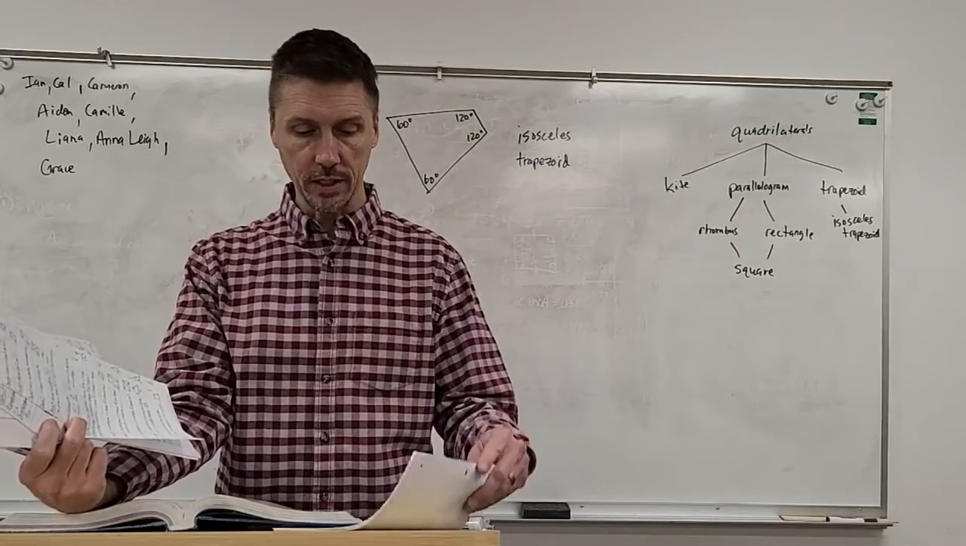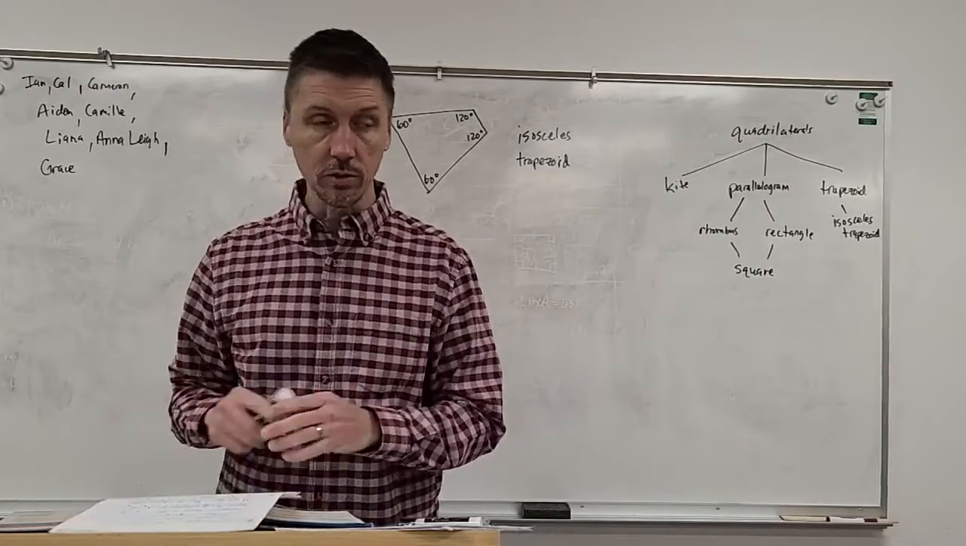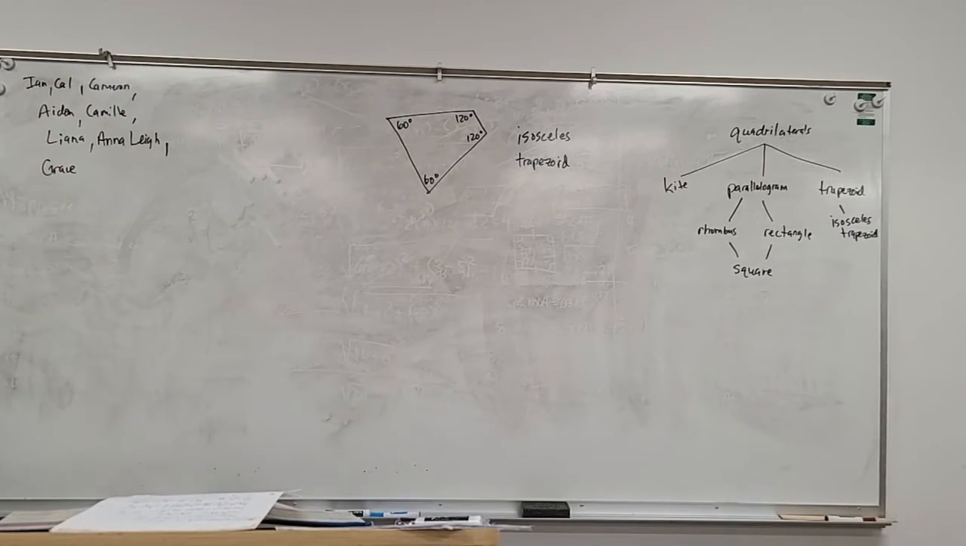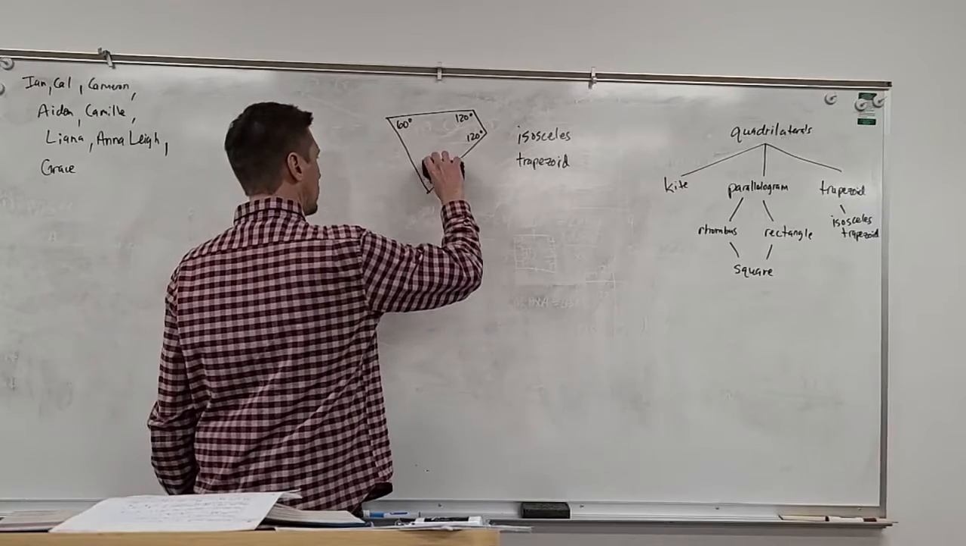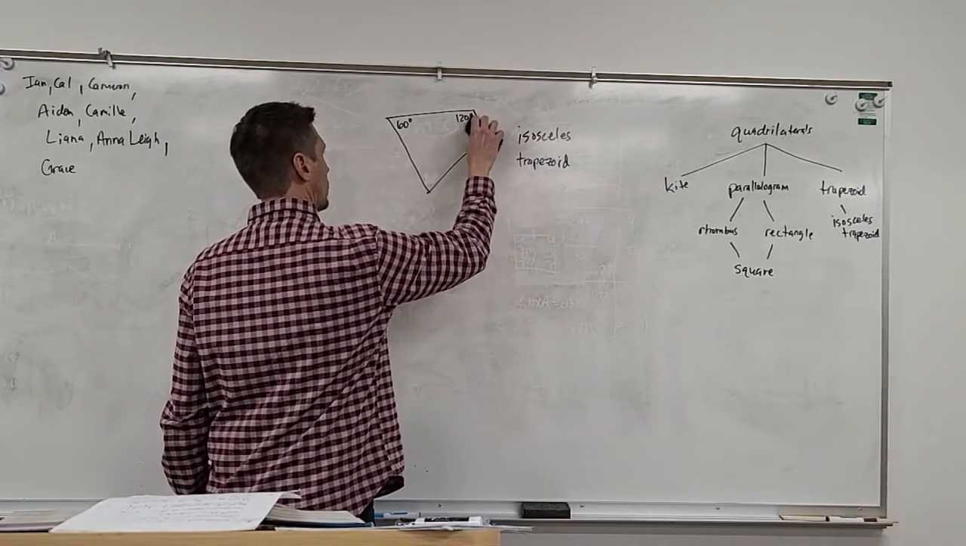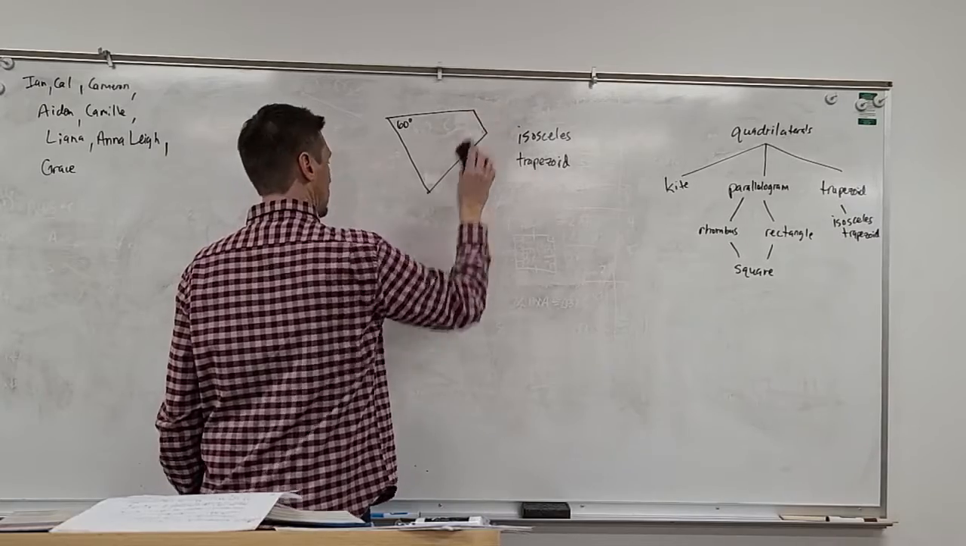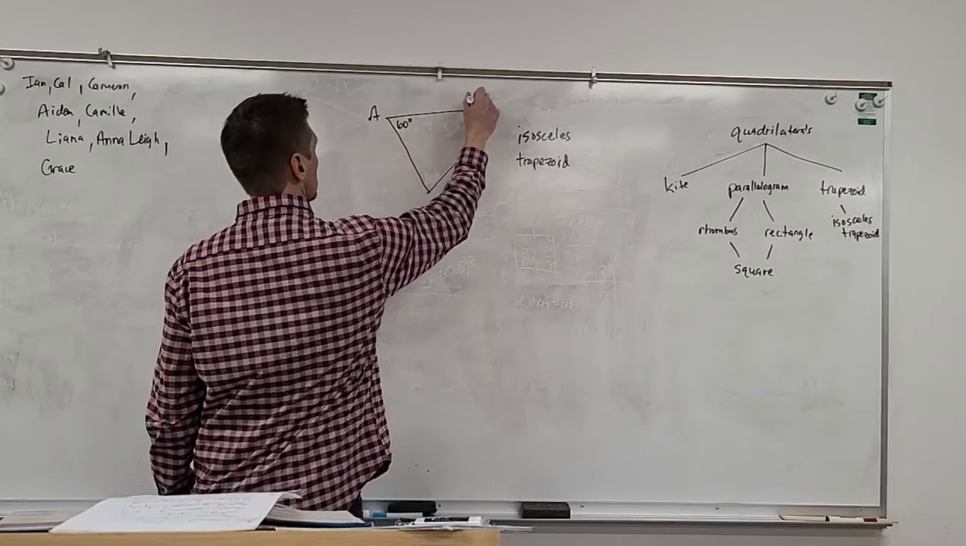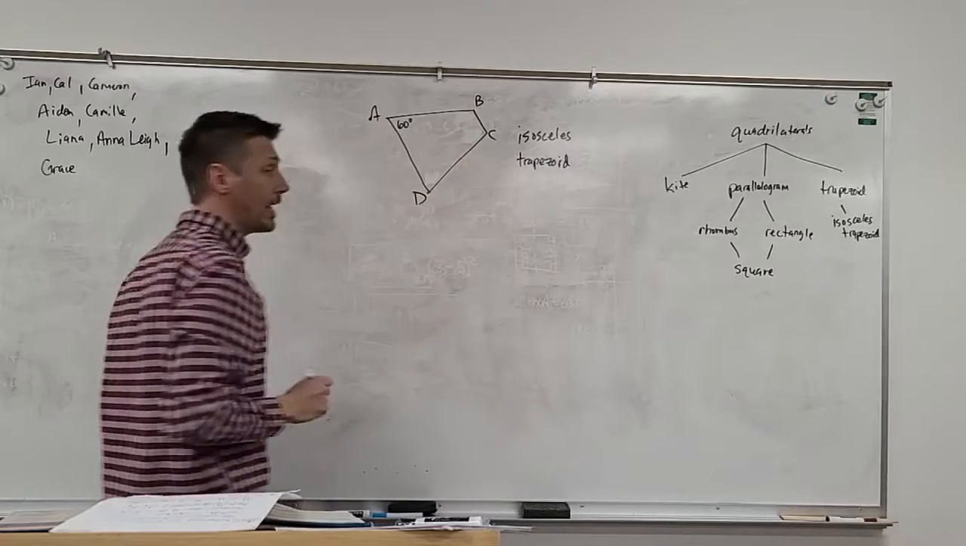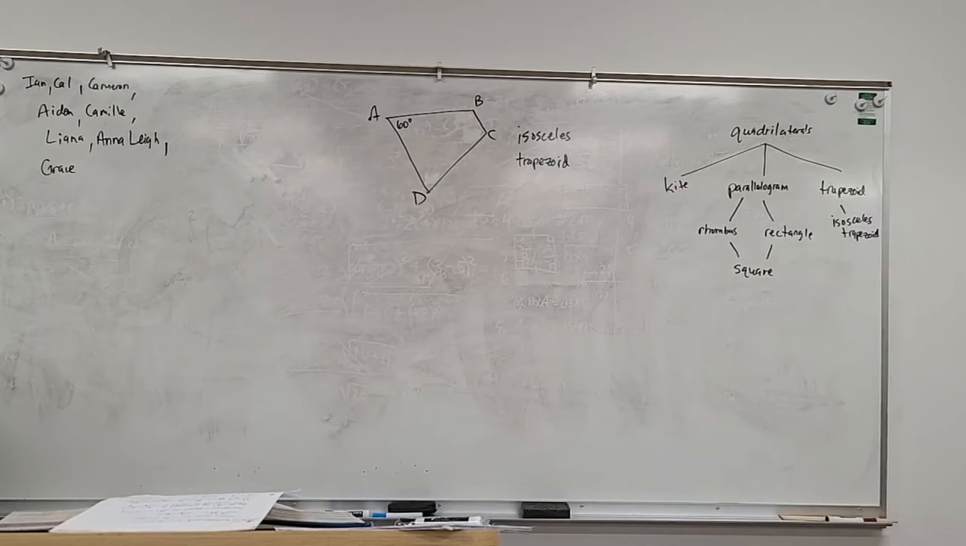You can identify all of those things that you know. Like if I told you this was an isosceles trapezoid, you would know immediately that the base angles had to be congruent. So if I gave you that on a test, and I've only given you angle A, and I want you to tell me angle B, angle C, and angle D, you could do that if I told you it was an isosceles trapezoid, right?